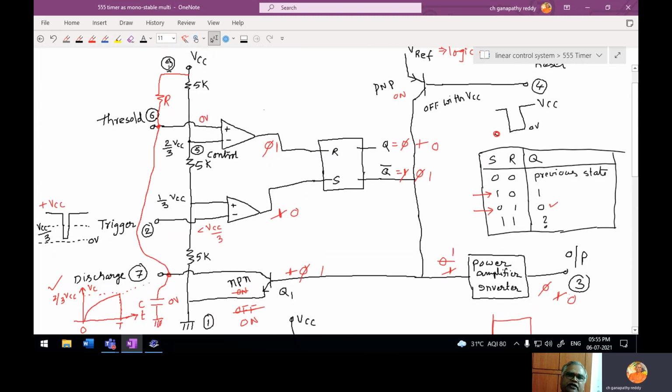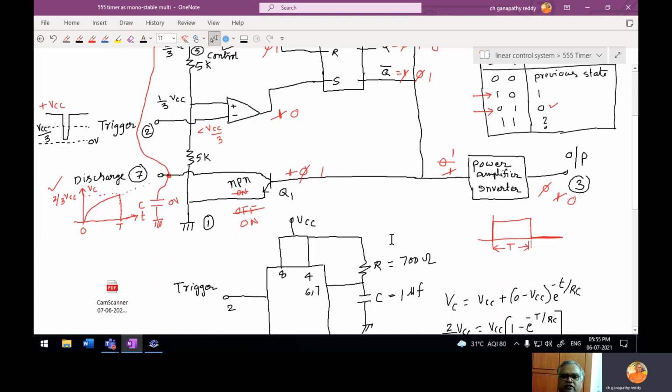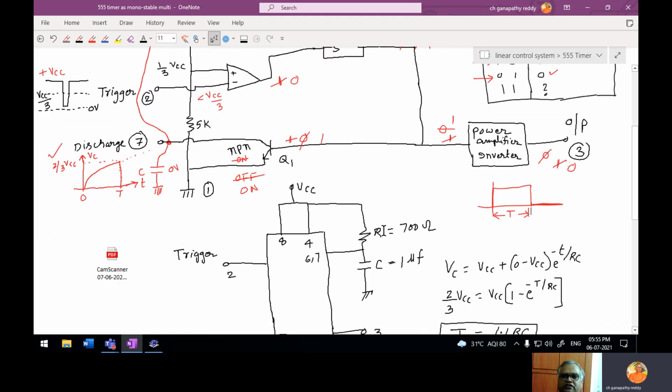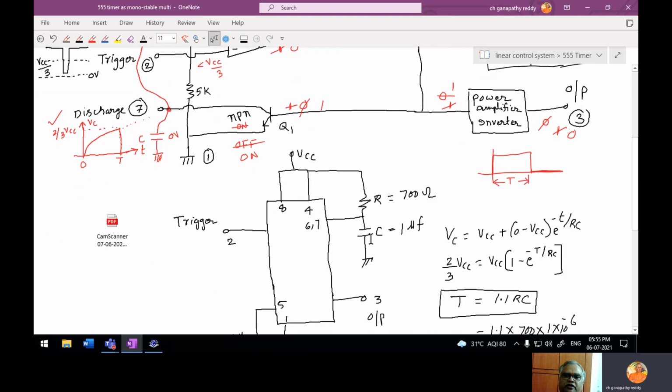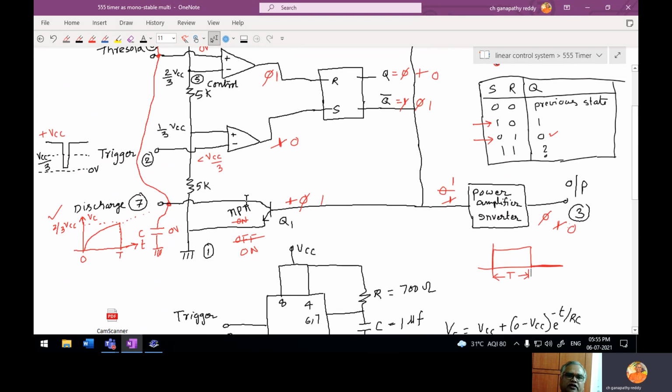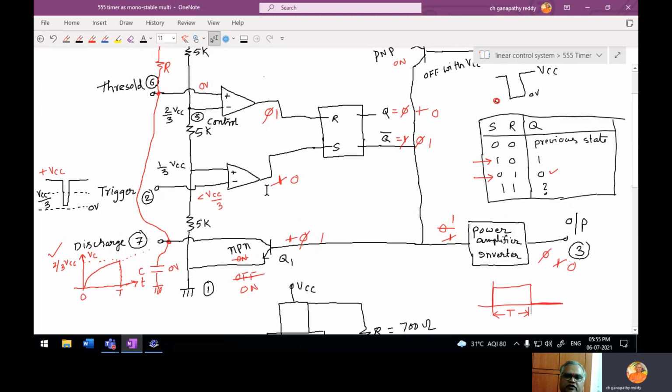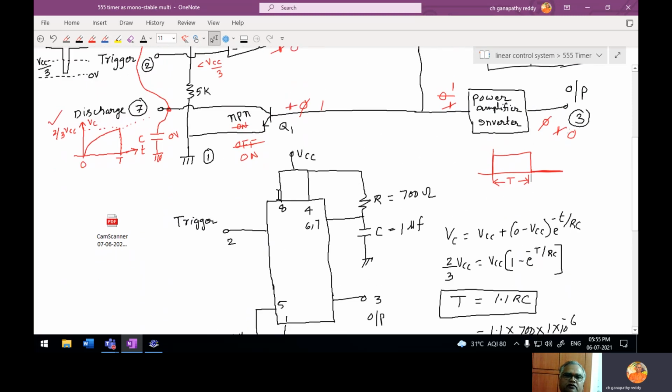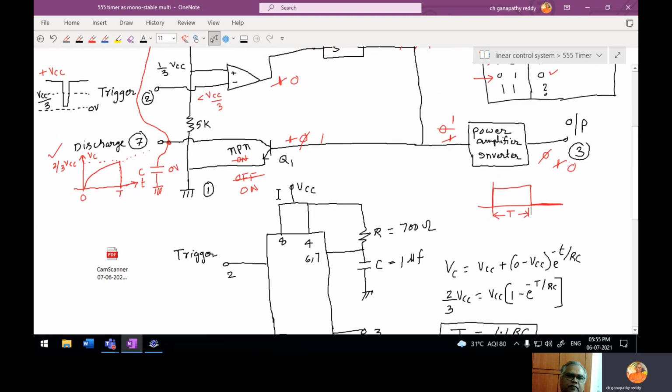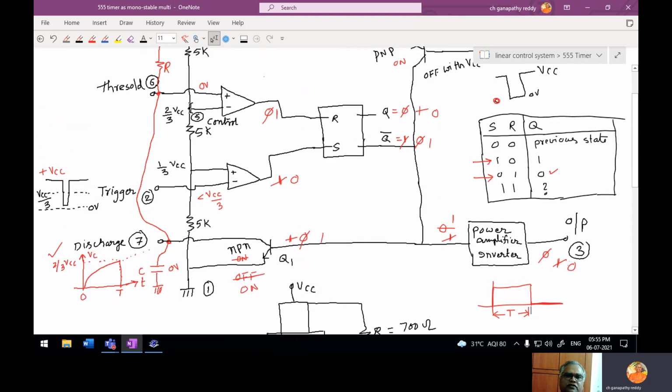Between 8 and 6, there is a resistor. A capacitor is connected to ground. Then pin 2 is the trigger. Then pin 5, this 5 is the 2/3 VCC control.